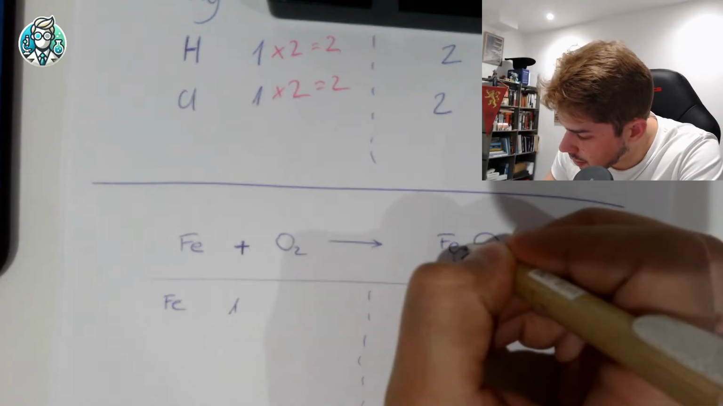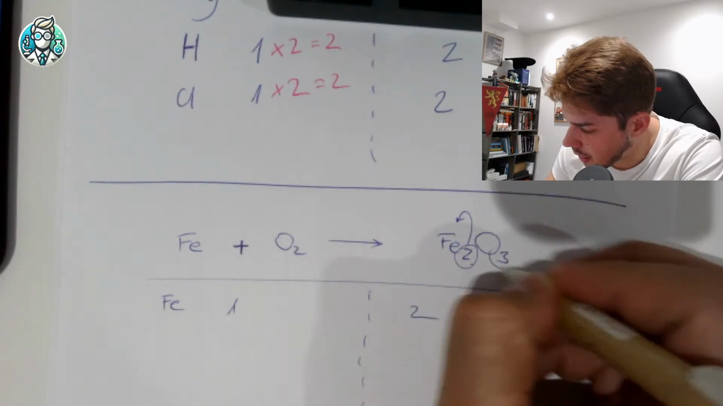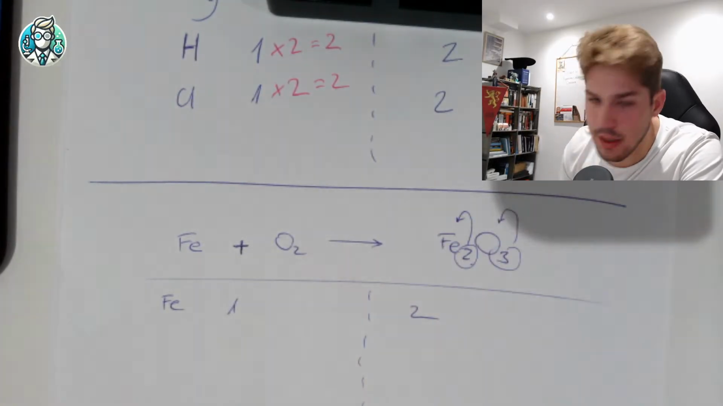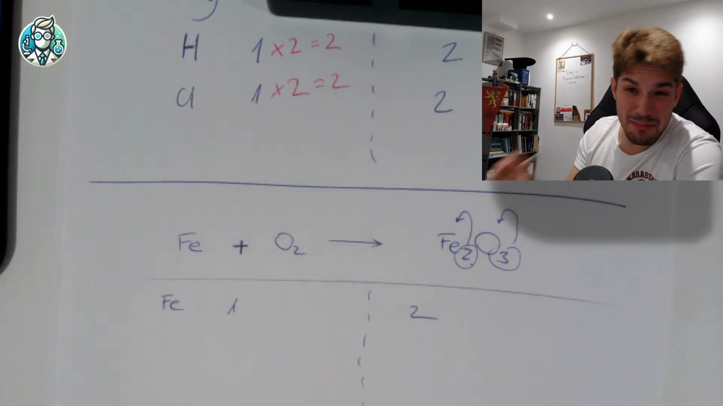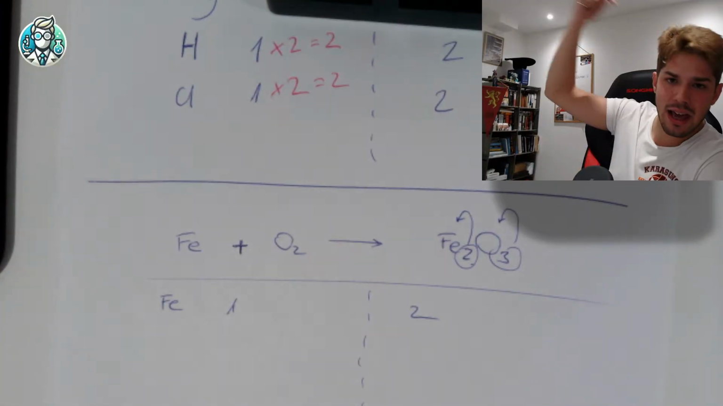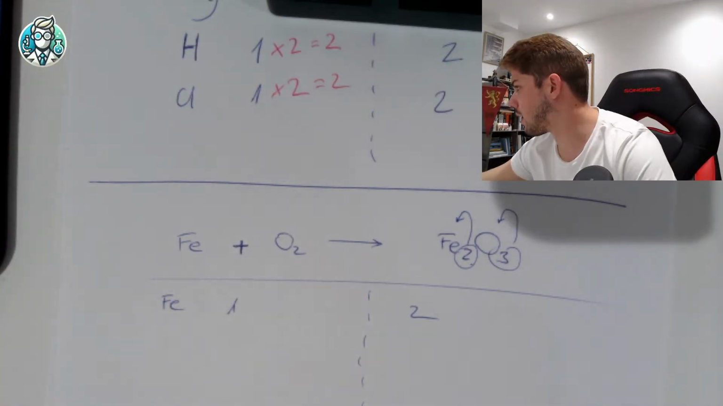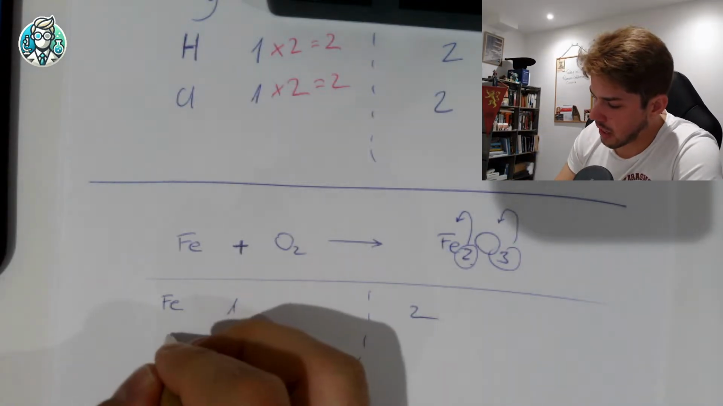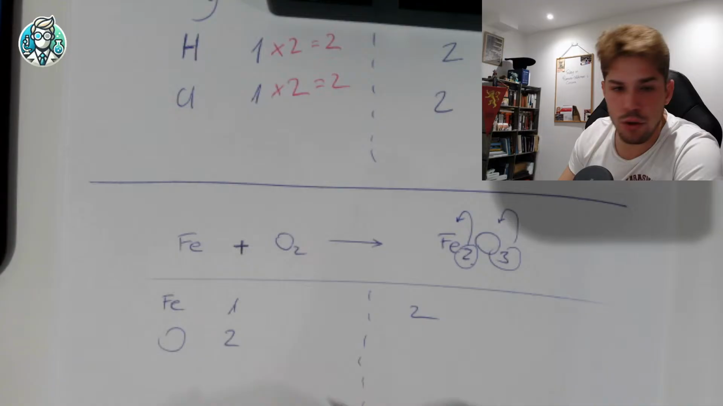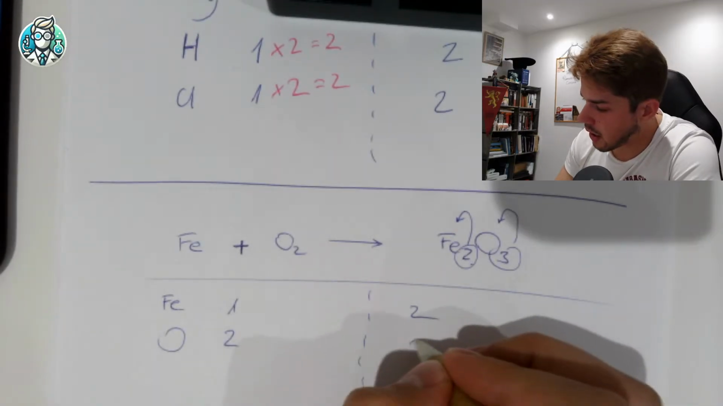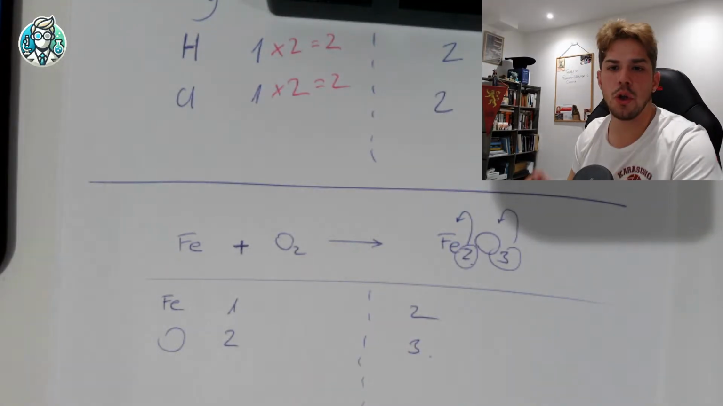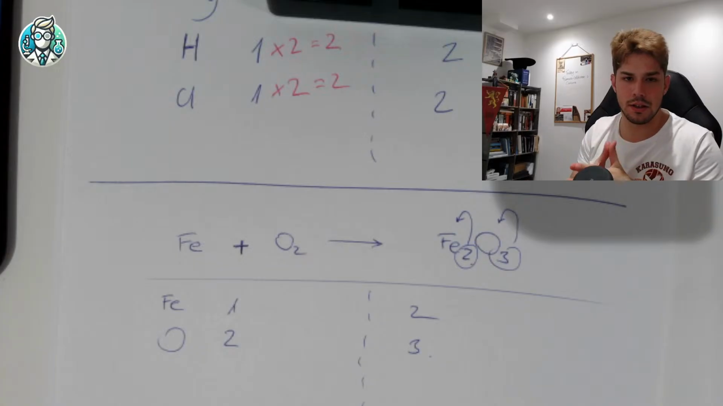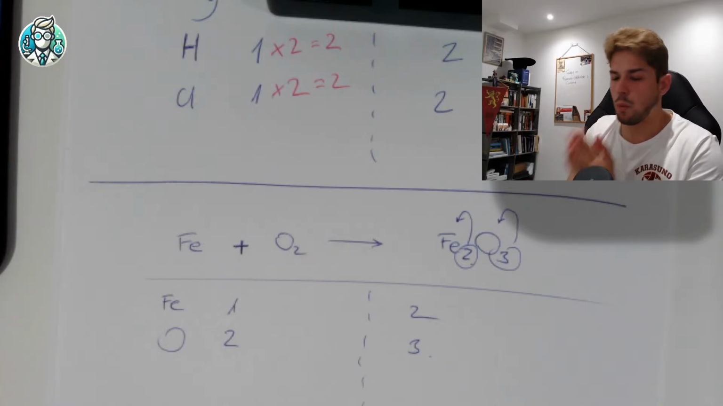This number refers to that element. This number refers to that element. Always, these tiny small numbers refer to the atom before the number. Not after, before. Same with oxygen. In here I have 2 atoms of oxygen. In here I have 3 atoms of oxygen. So clearly it is not balanced. So what do we do now?